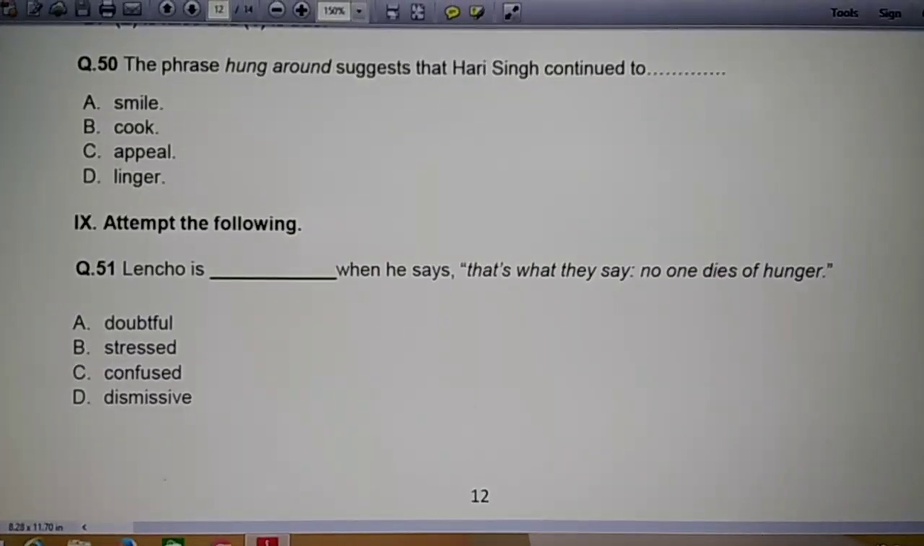The phrase hung around suggests that Hari Singh continued to linger. Option D, linger, will be the right one.